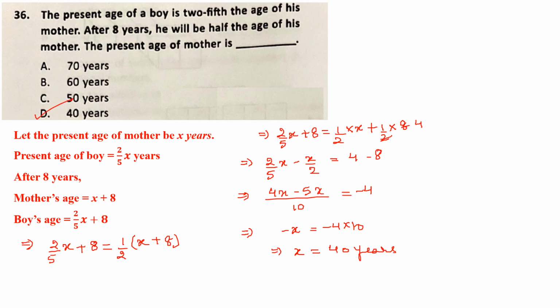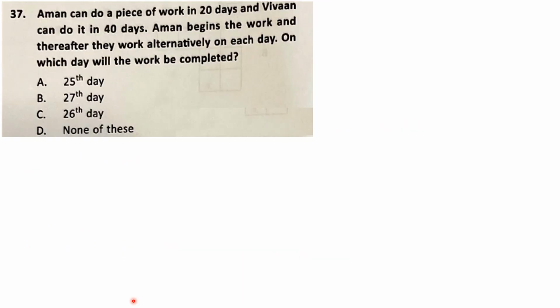Next we will solve question number 37. Aman can do a piece of work in 20 days and Vivan can do it in 40 days. Aman begins the work and thereafter they work alternately on each day. On which day will the work be completed? So both of them are not working together on the same day. First day Aman will work, second day Vivan will work, and it will go like that. So that is the meaning of they work alternately.